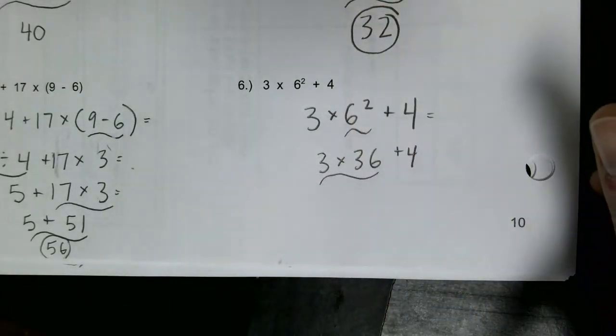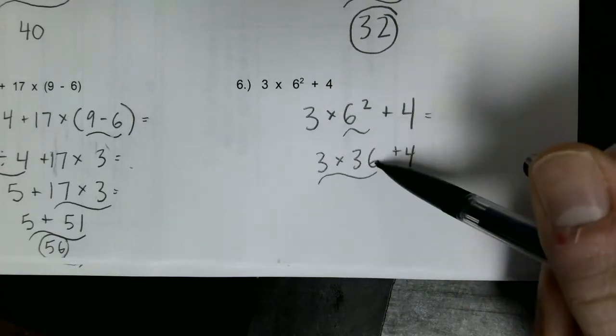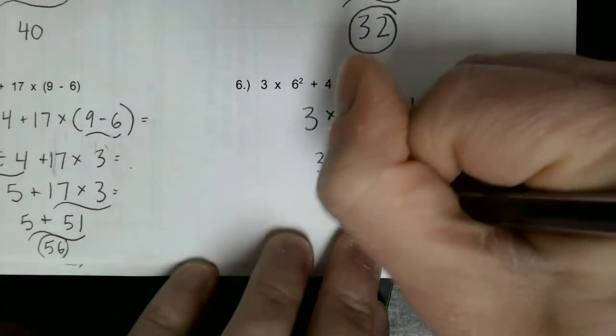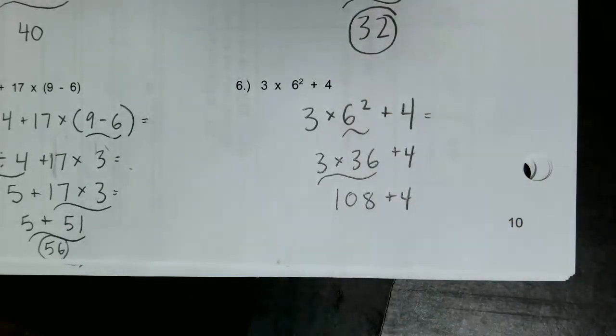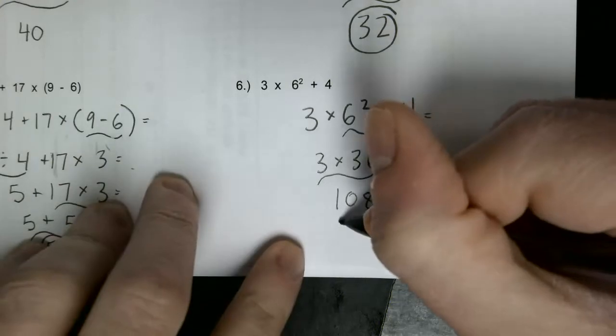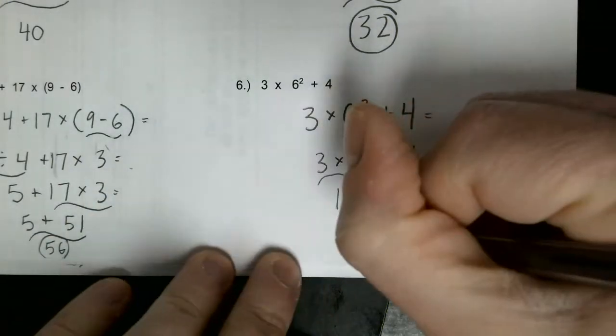All right, 3 times 30 is 90. 3 times 6 is 18. And 90 plus 18 would be 108. Of course, you could do the work off to the side, no problem. But you could also try it like that in your head. All right, last thing, we're just doing a little adding here. 108 plus 4 would be 112.